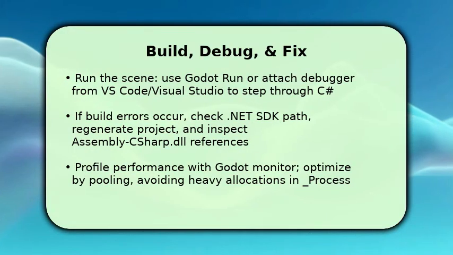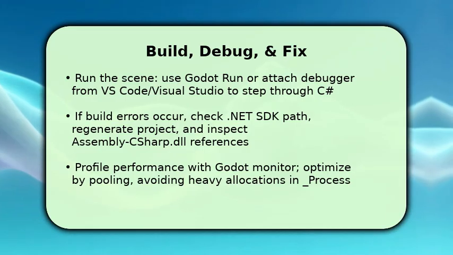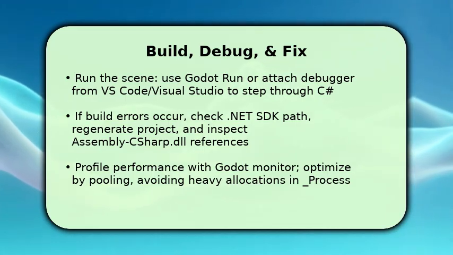You finish by building and running scenes. Use the Godot run button or attach the C# debugger from your IDE to set breakpoints and inspect variables. Once done, iterate. Fix compile errors, adjust exported values, and test scene transitions.